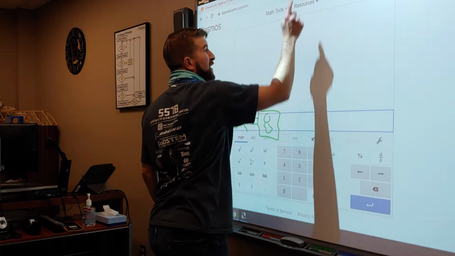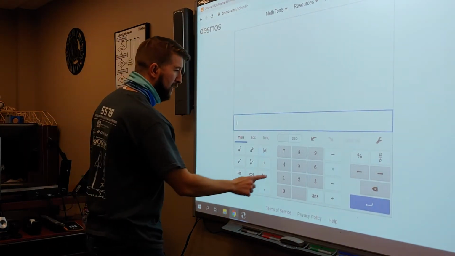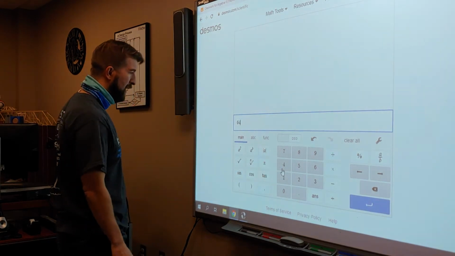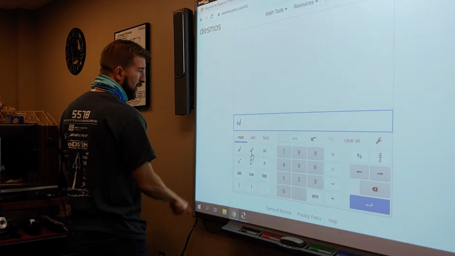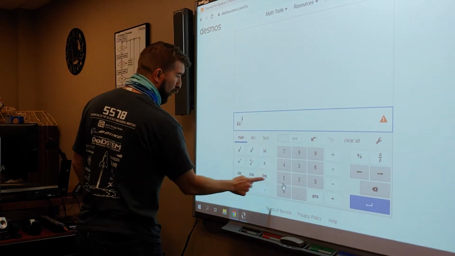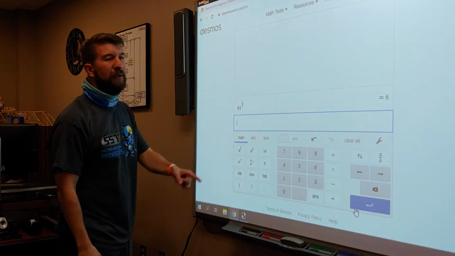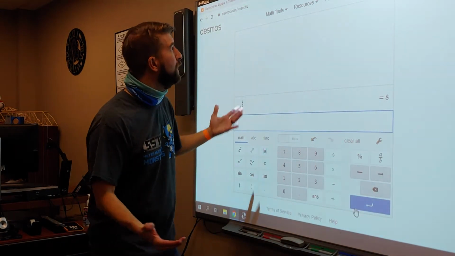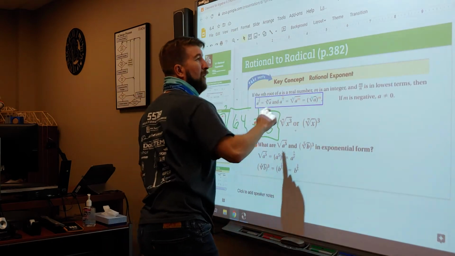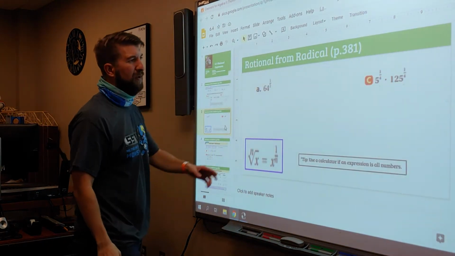So I'm going to go to Desmos, and there's a scientific calculator they have. So they had 64, and then I'm going to write the exponent, and my exponent is a fraction, so I'm going to put a 1 and a 2, and my answer is 8. All right, pretty simple.